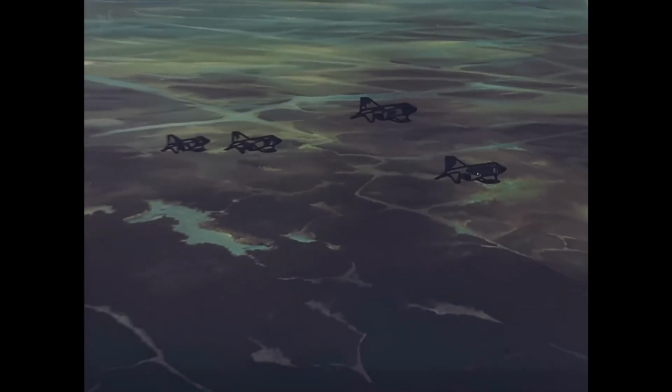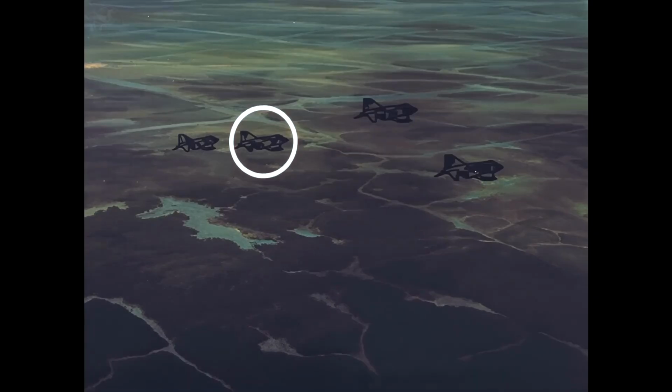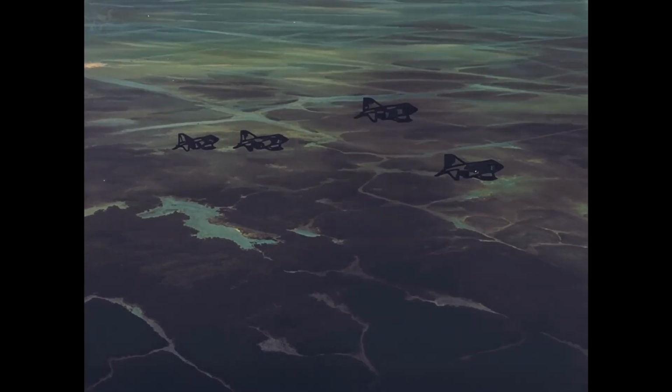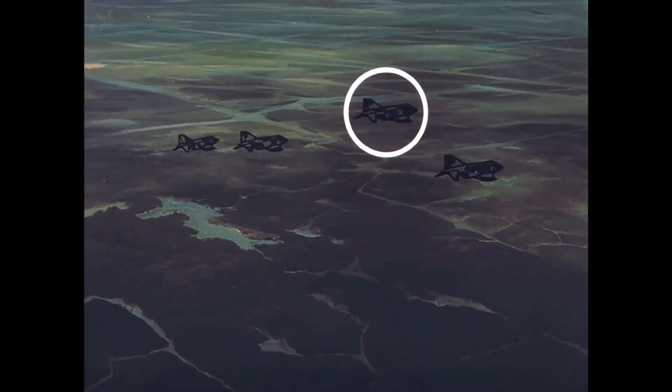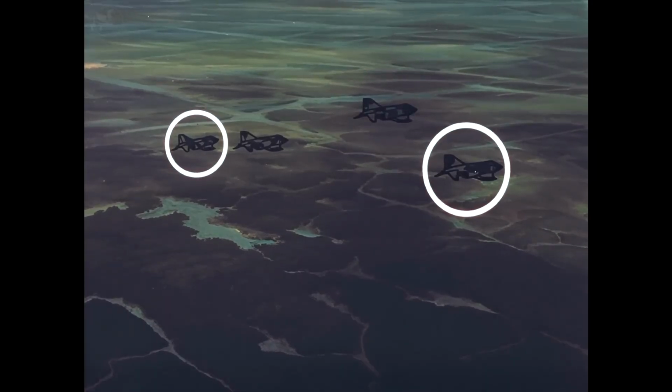This is a four-ship flight comprised of two mutually supporting elements. In this formation, the leader plans the attack and engages the enemy. The number 3 man, or element leader, supports the flight leader and assists in the attack. The number 2 and 4 men support their respective leaders and cover the vulnerable 6 o'clock areas.